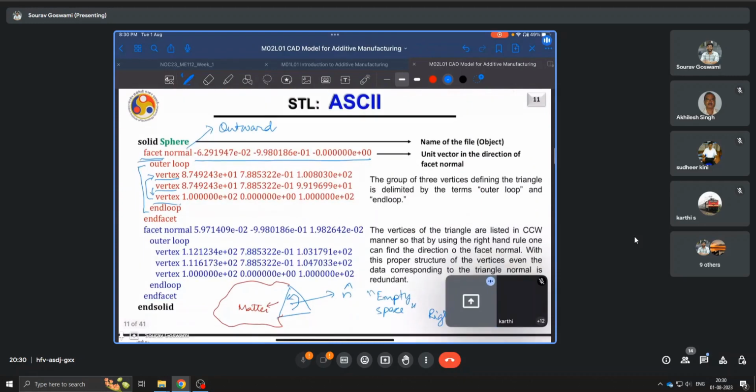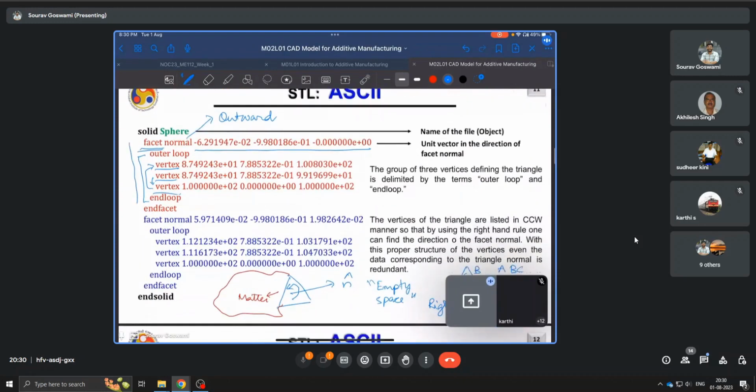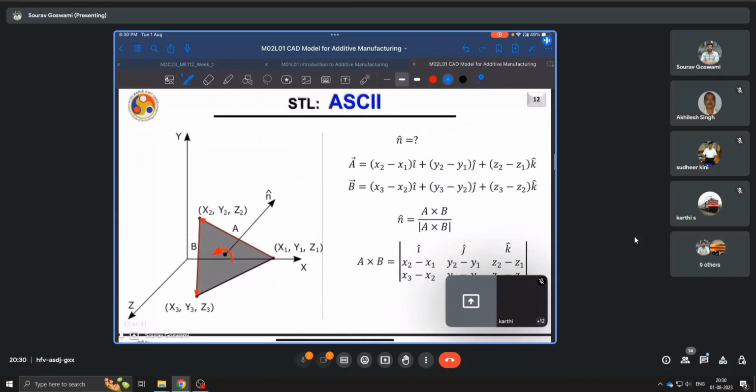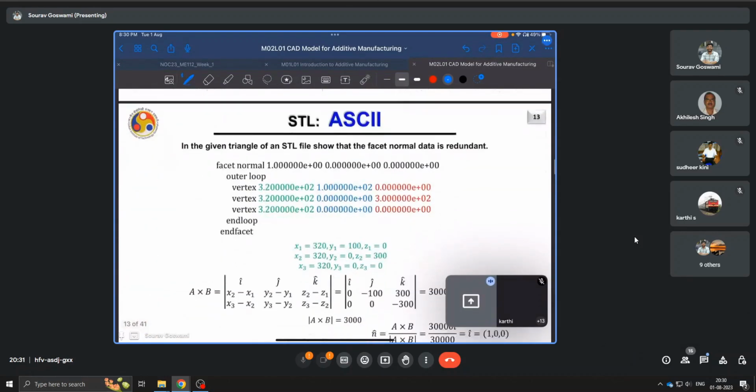Again, for each facet, a normal. This is for facet 1. This is for facet 2. And the information about vertices. Again, this example asks us to find the normal of a triangular facet. We'll do something similar in the upcoming exercise.